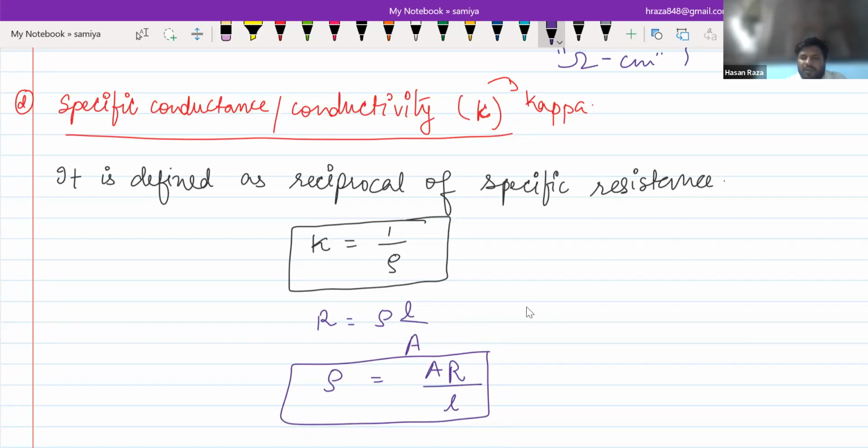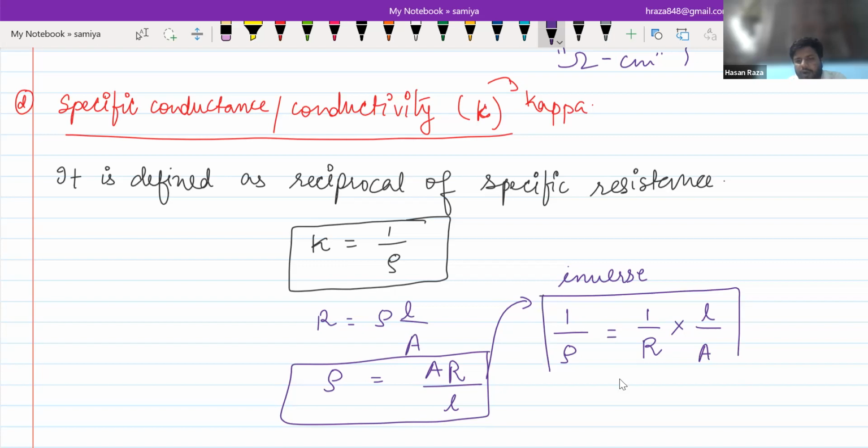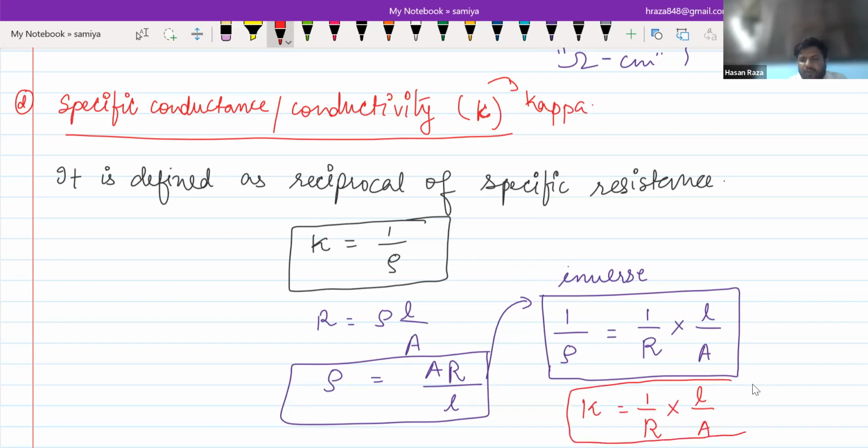For kappa, we are just going to take the inverse of this. If you take the inverse, that means 1 upon rho, and here it will be 1 upon R into L by A. Inverse means denominator in numerator, numerator in denominator. So 1 by rho can be called kappa, and kappa is equal to 1 by R into L by A. Can I write it? Yes or no? Please tell me yes.